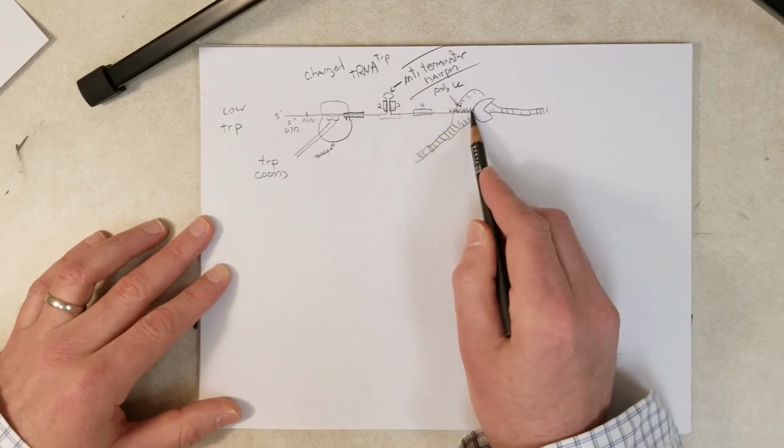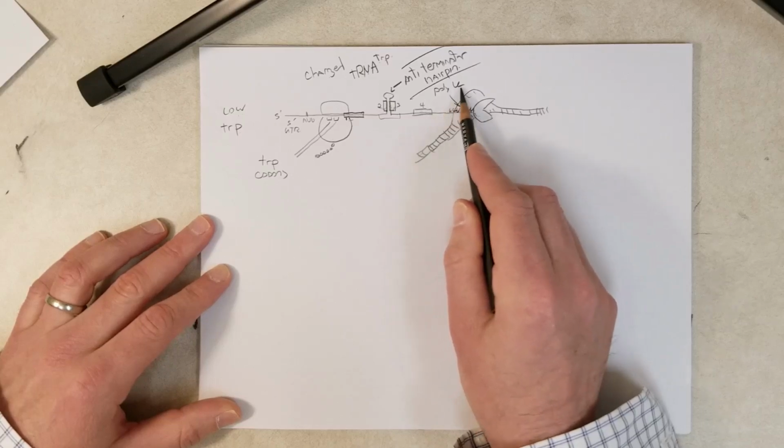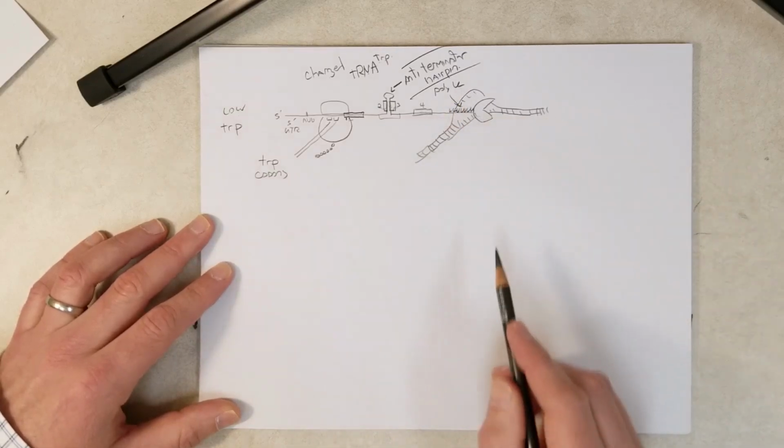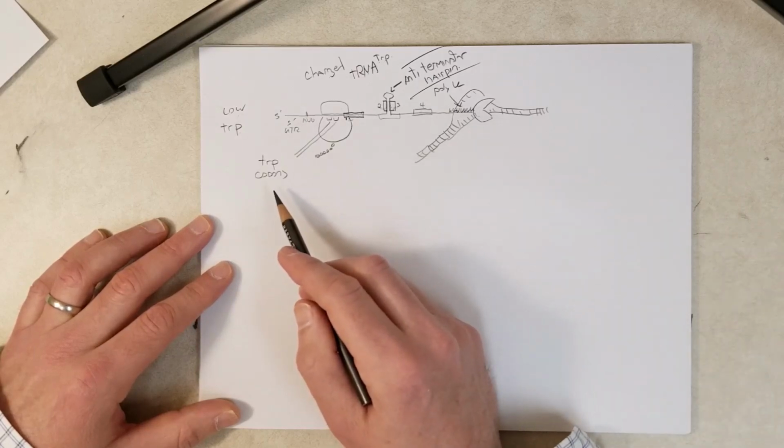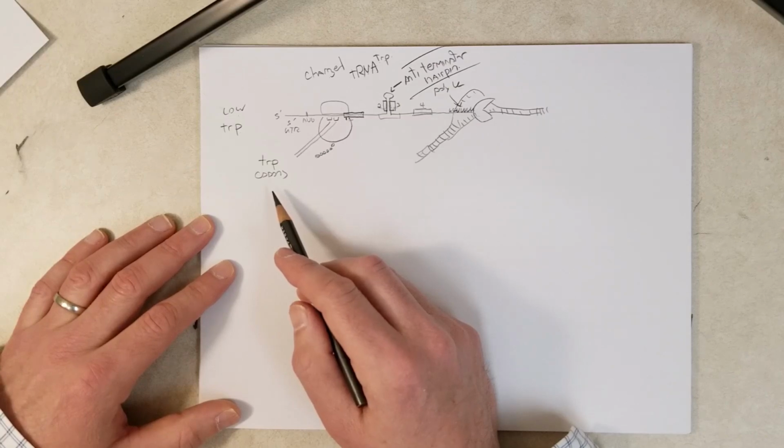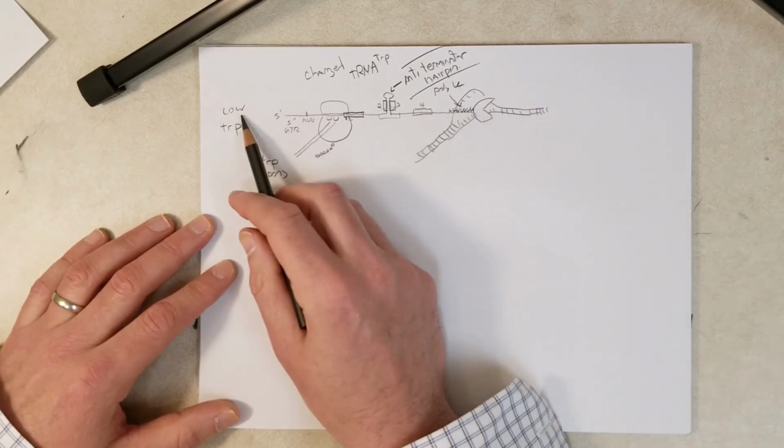Okay, so 2 and 3, when these are paired up, this is the anti-terminator hairpin. When this is formed, RNA polymerase does not stop transcribing at this poly U. It keeps going, so it's going to now transcribe the rest of the operon. And all of those biosynthetic genes for making tryptophan will be transcribed. Now that's when tryptophan levels are low.